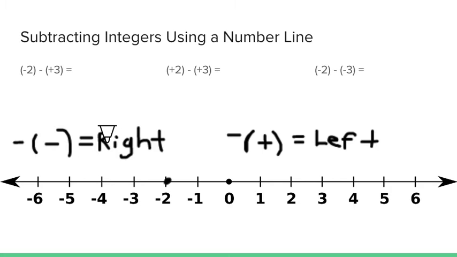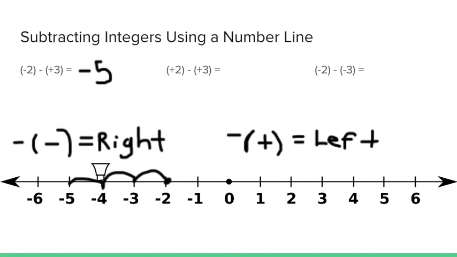Let's give it a try here. So I'm going to start off with negative 2 like I showed you, but in this case I'm taking away positives. Taking away positives, which means I'm going to move to the left, guys, 3 spots. 1, 2, 3. Which means that my answer here is negative 5.